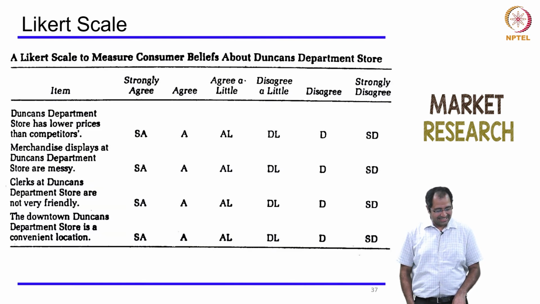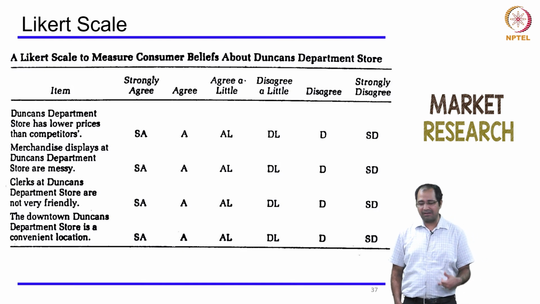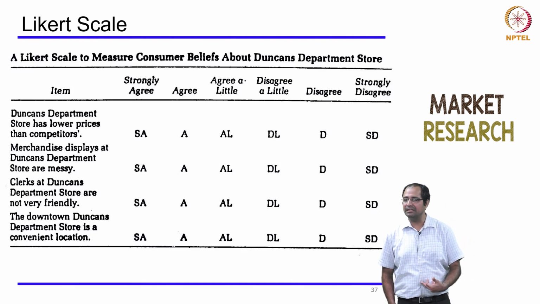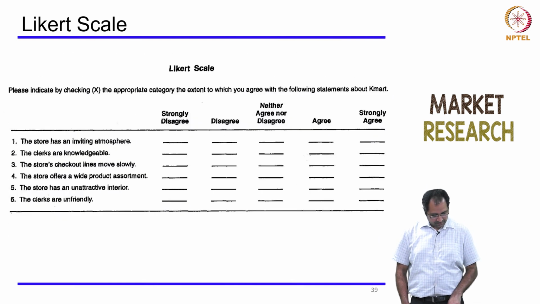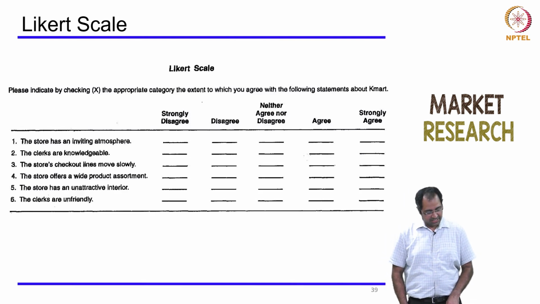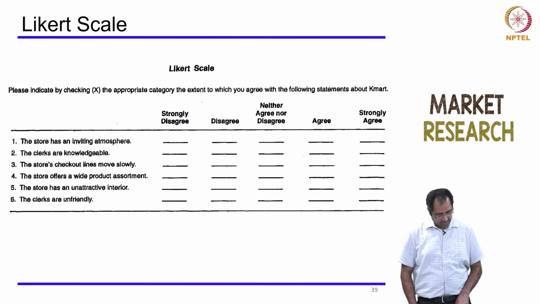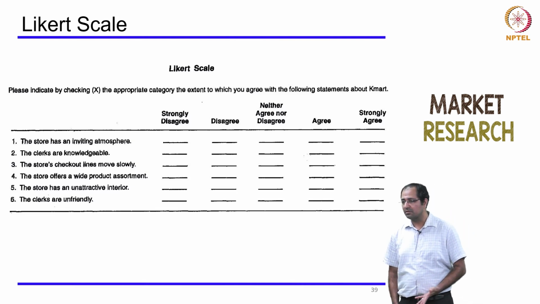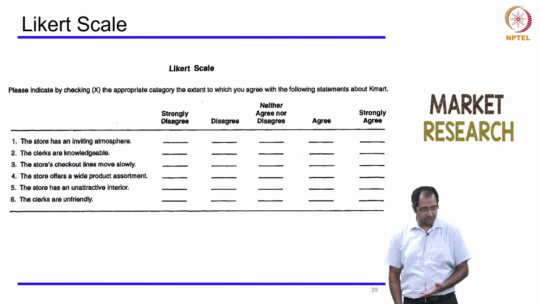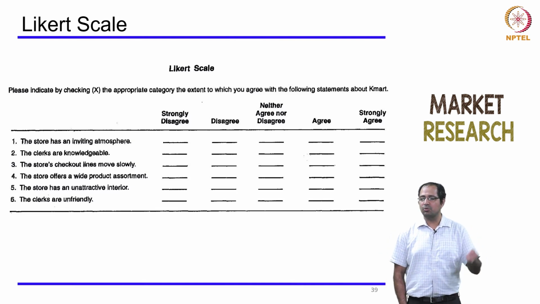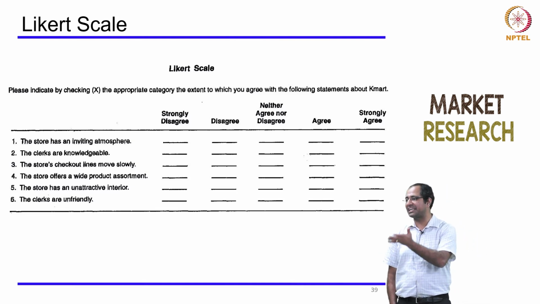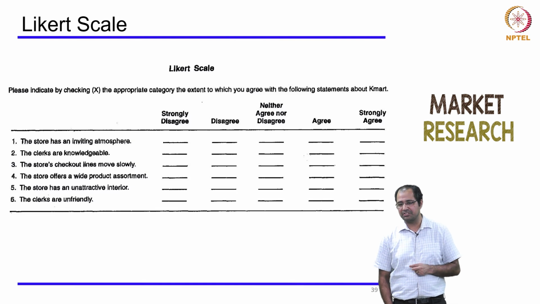So this is a multi-item scale to measure consumer belief, whether they have positive belief or negative belief about a particular department store. So this is about a store, Kmart, measuring the extent of the attitude towards the store. The statements are: the store has an inviting atmosphere, the clerks are knowledgeable, the store's checkout lines move slowly. So you are measuring one's attitude towards Kmart using these multiple statements.